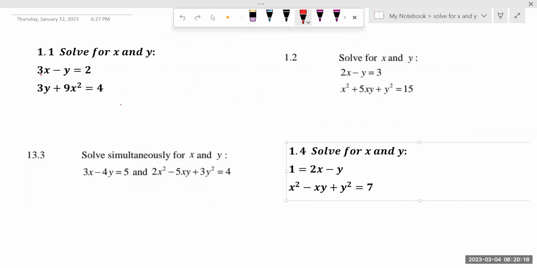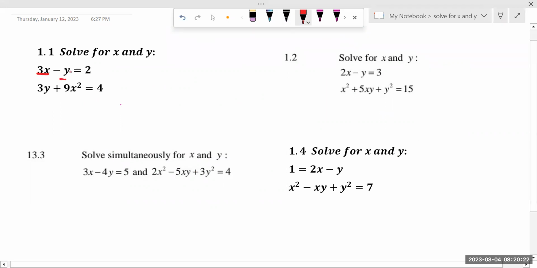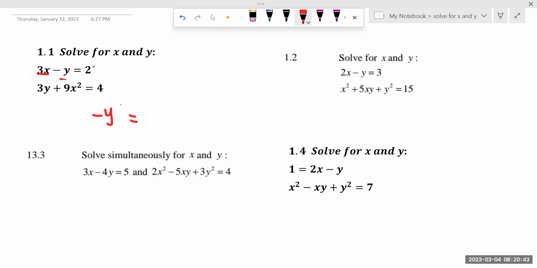Okay. So with the first one, we are going to make x or y the subject. We're going to make y. Okay, what should we do then? I'm going to transpose. So I would have, what am I transposing? Am I transposing y or am I transposing 3x? Okay, let me transpose 3x. So I will have minus, the y is negative. We shouldn't forget that. Okay? So we have minus, which is going to be equaling to, this 2 is positive. Okay? So we have 2.